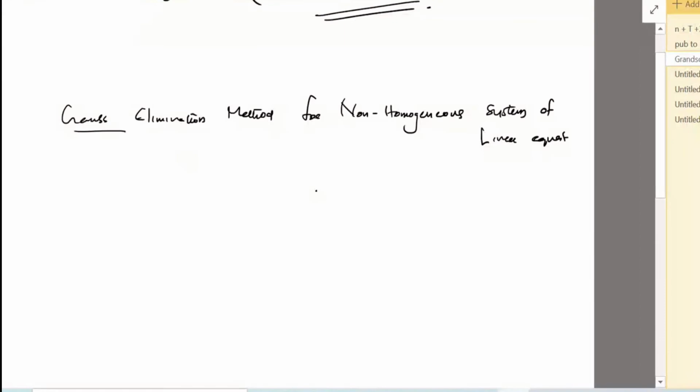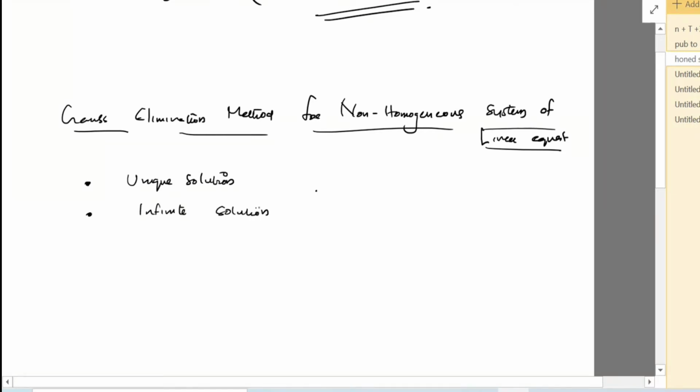For the case of a non-homogeneous system, what are the possibilities? There are three possibilities. The first possibility is a unique solution. The second possibility is infinite solutions. And there is one more possibility, that is no solution, or we say inconsistent. These are the possibilities for a non-homogeneous system of linear equations.